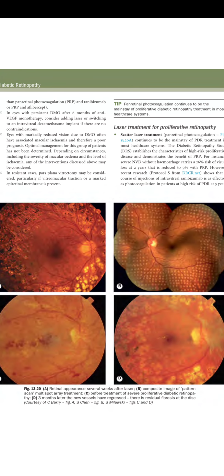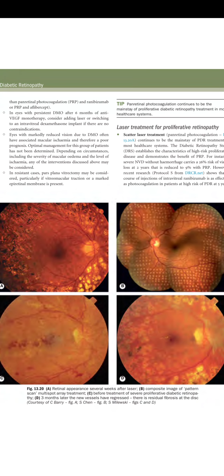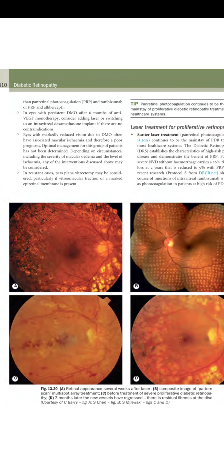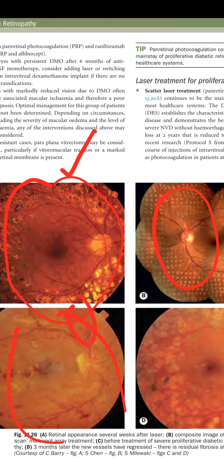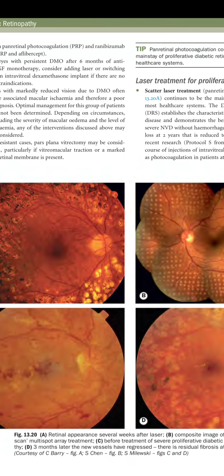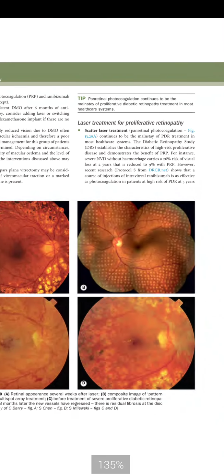B is showing a composite image of pattern scan multiple spot array treatment. C is showing before treatment of severe proliferative diabetic retinopathy, and D is showing 3 months later new vessels have regressed. There is a residual fibrosis on the disc. So you can see that this is after the PRP has been done. You can see that there are new vessels before treatment, and after treatment there is regression of the new vessels as well.